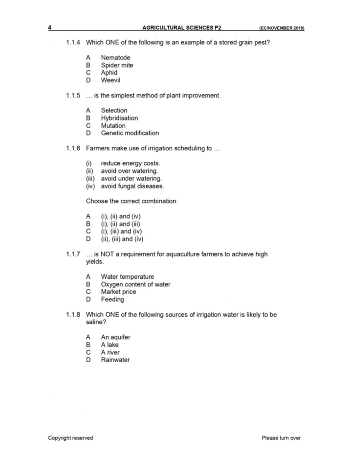Which one of the following sources of irrigation is likely to be saline? An aquifer, a lake, a river, rainwater. So again, we've got keywords there: sources of irrigation water, and then we've got saline, right? So now you think about it.